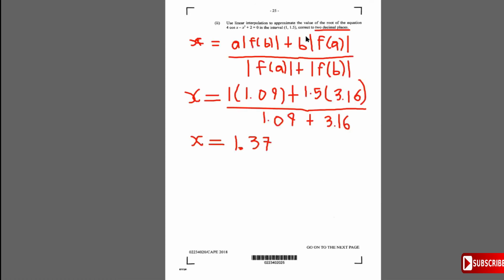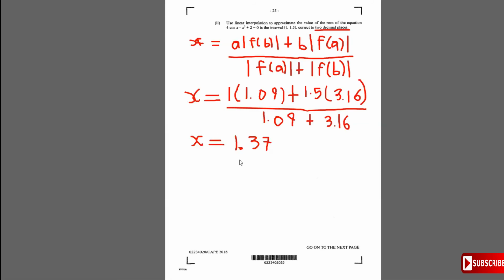But it gives 8 marks. So what does it want us to do? Should we continue? Use linear interpolation to approximate the value of the root in the interval. I guess we should continue. It didn't say use it to approximate the root once. Why is it 8 marks? So since it's 8 marks, we're going to continue. We're just going to repeat.